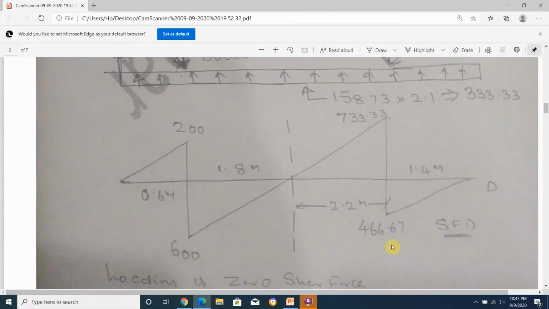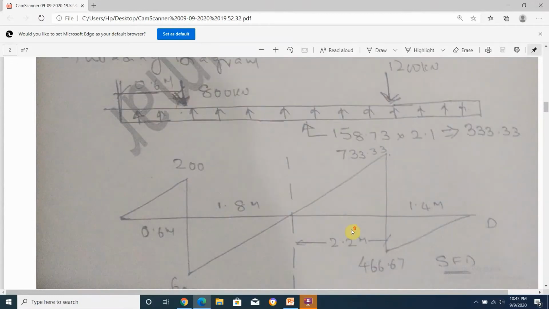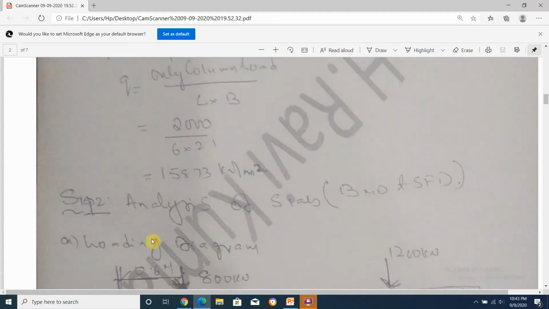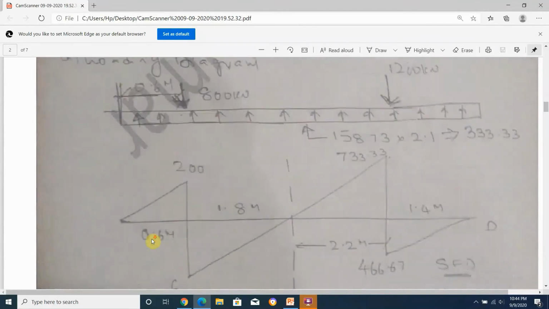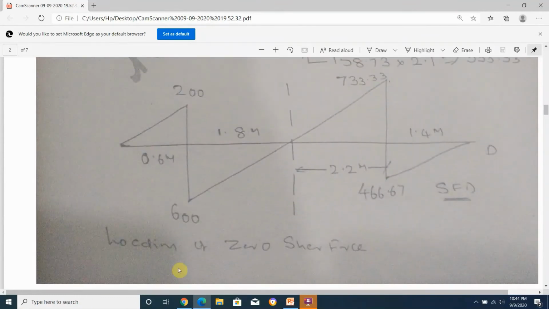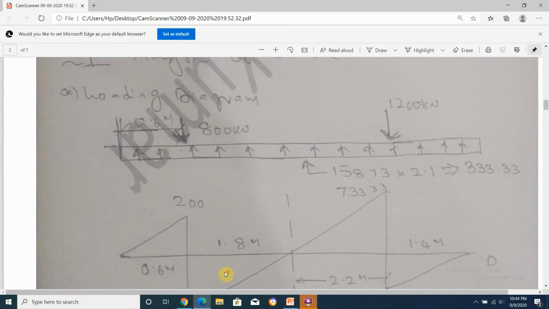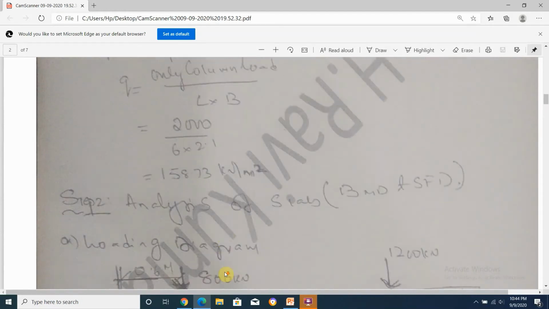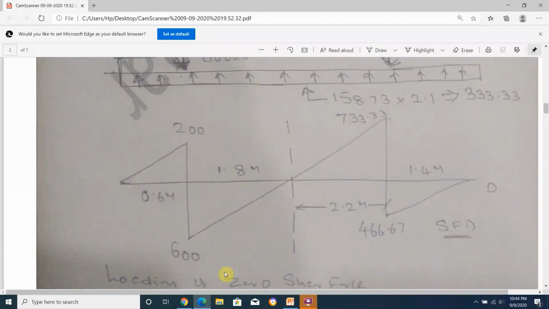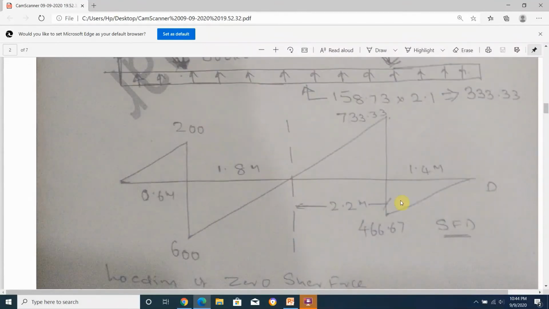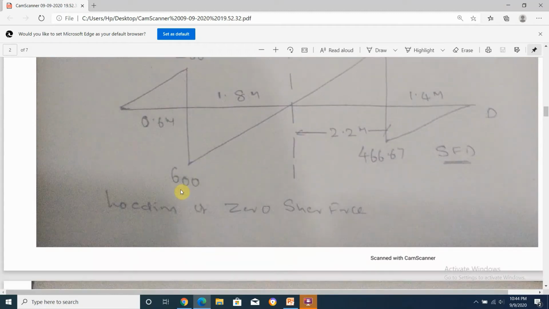Now to get here, you should get 0. You say minus 466.67 plus 333.33 into the projection. What would be the P2 projection? We have already calculated here, there is 1.4 meter. So 466.67 minus 333.33 into the projection 1.4 meter. When you do this, you will get 0. So this is the shear force diagram calculation we are going to get.